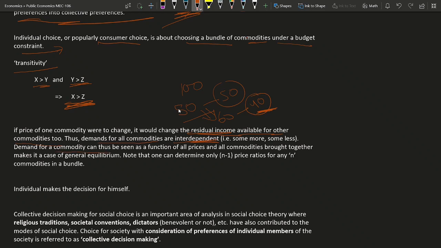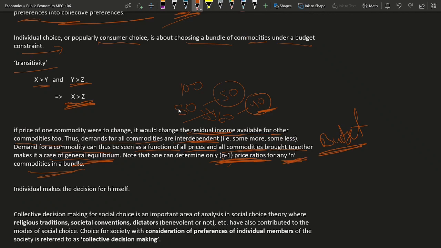Demand for a commodity can thus be seen as a function of all prices and all commodities. Both together make it a case of general equilibrium. And one can determine only n minus 1 price ratios for n number of commodities in a bundle because you have a budget constraint. The more constraints you put, the more degrees of freedom you lose. So the moment you decide n minus 1, the available balance in the budget will automatically decide how much quantity you are going to purchase for the nth commodity.